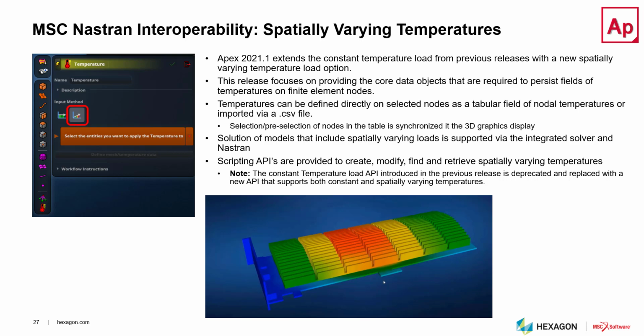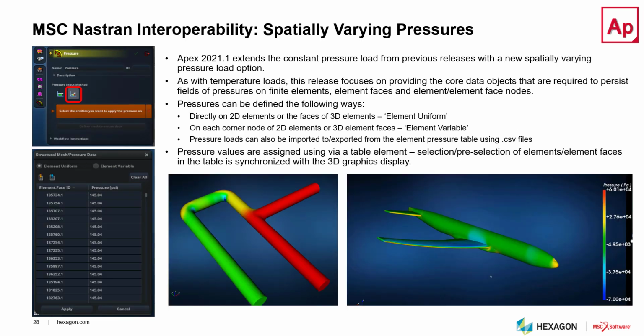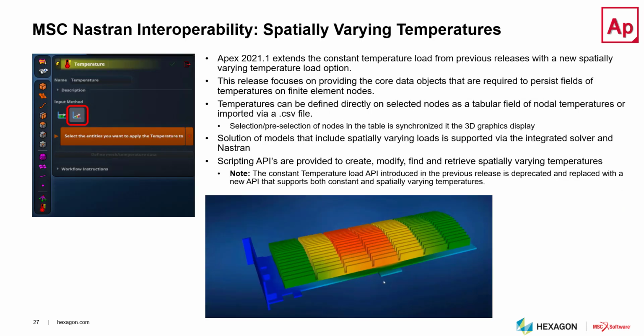The next one is another long-standing request, which is variable pressure, and the next one, which is variable temperature. So both of these are now supported inside of Apex. Now, the caveat here is that in this release, it is API support only. And so what we did is we developed our own Apex utility that allows this to work. Now, core Apex GUI support will come in a future release for spatially varying temperatures and pressures.